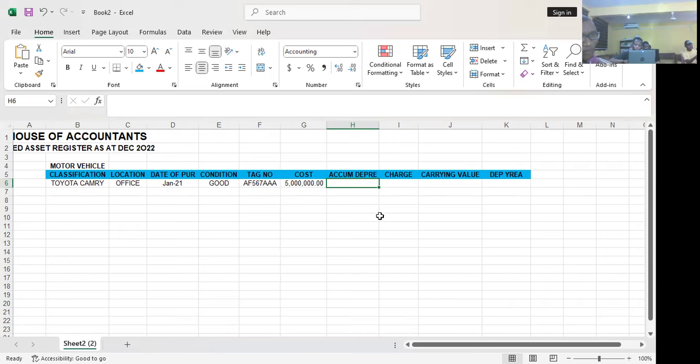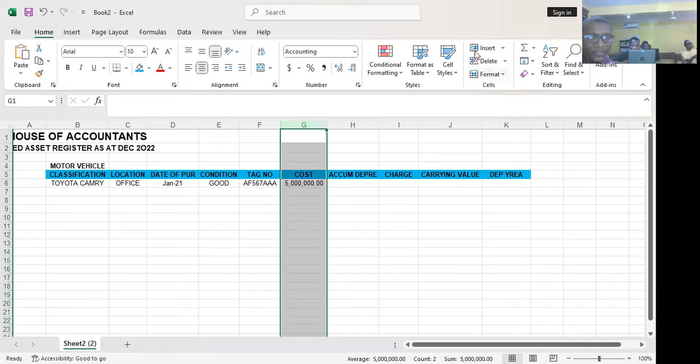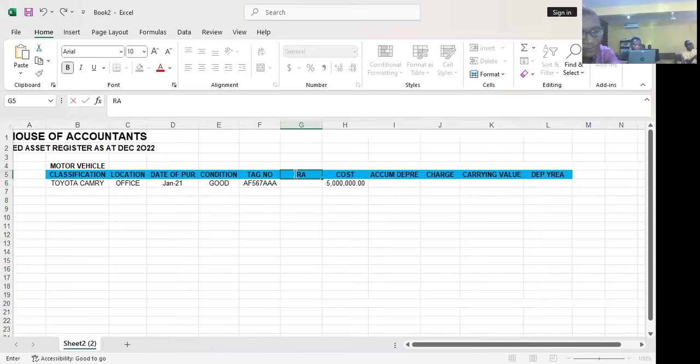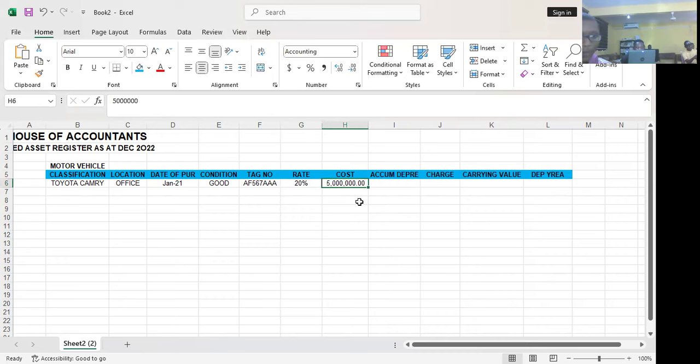So, okay, we can as well create another thing here and call it rates. That rate is for rate of what? Rate of depreciation. So for motor vehicle, let's say they are using 20%. They purchased this thing last year, January, which means they should have charged depreciation for the whole year. Yes or no?